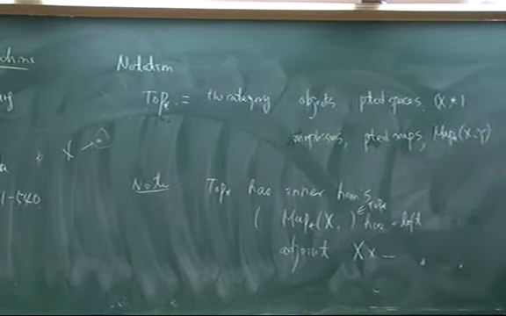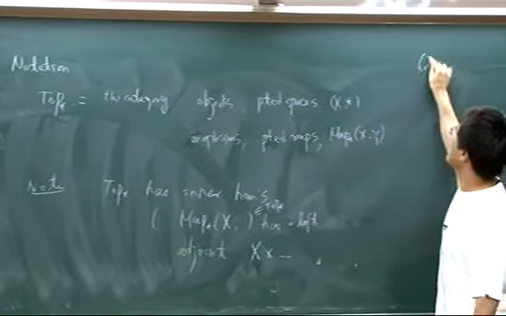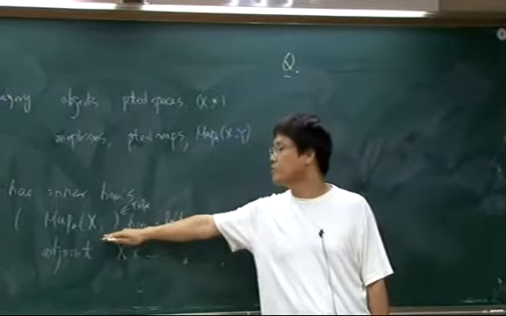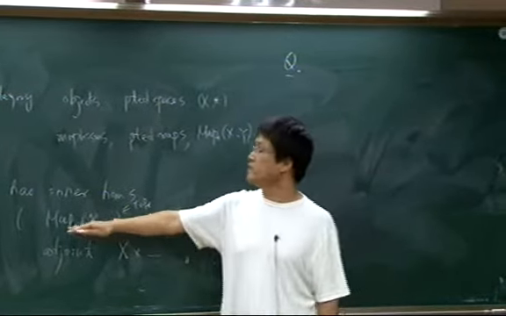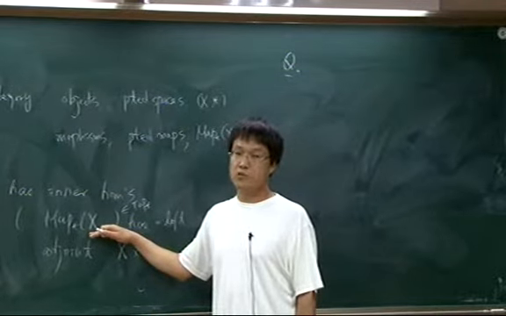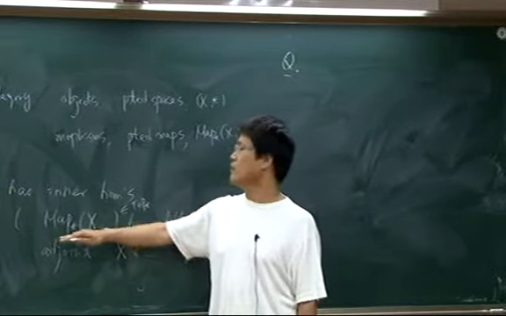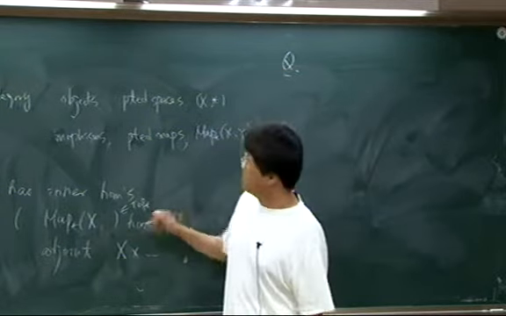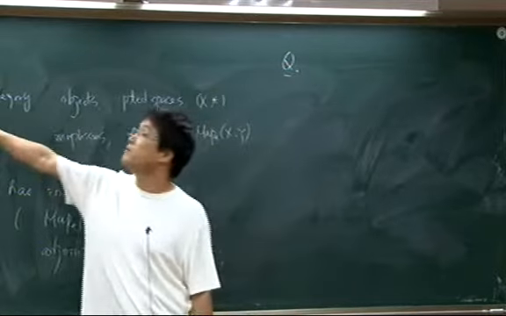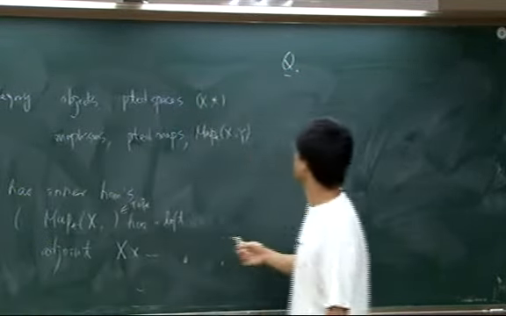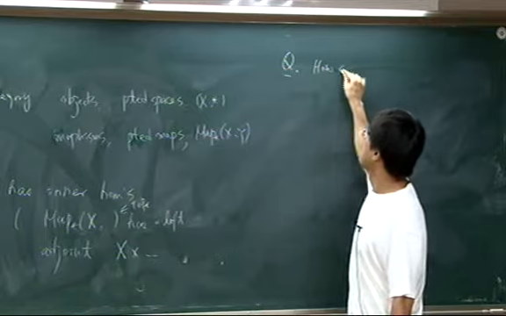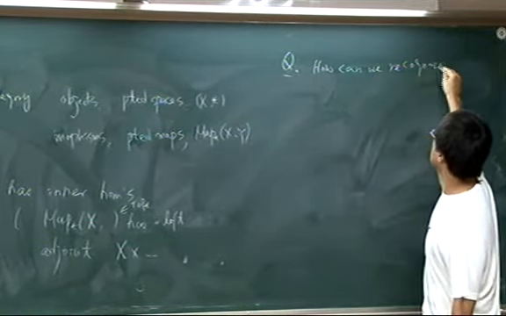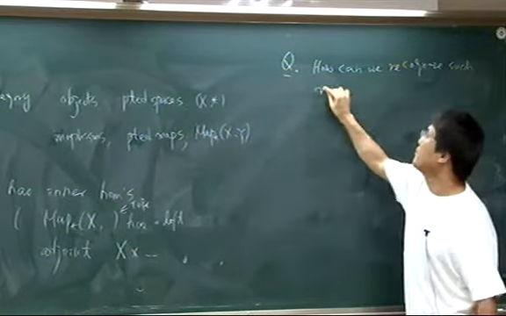Then the question is, we have the internal Hom functor, so this is again a space. Then how can you recognize this kind of mapping space? This would be different from a general space, right? So the question is, how can we recognize such a mapping space?